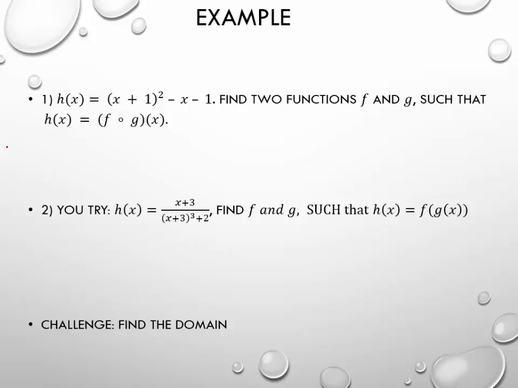Okay. Let's see, example. Oh, this is going backwards. Okay, so this is a good question. It's asking you to identify the two functions. We don't have to work with the domain on this particular one. It is a pretty complex domain, but let's look at this. So we have h of x equals (x plus 1) squared minus (x plus 1). Find two functions, f and g, such that h of x is a composition of two functions.